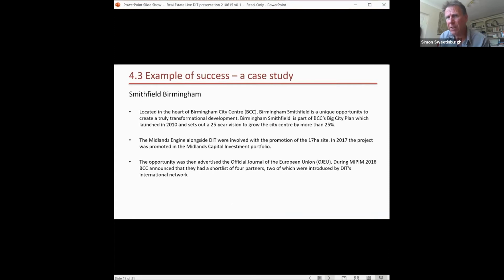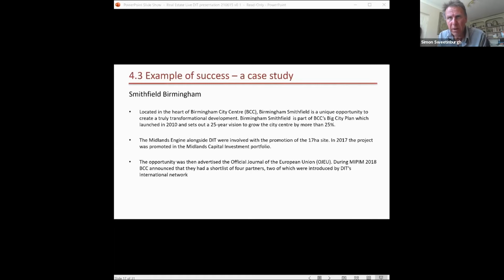So just to give a couple of examples before I hand back to Gus. It's quite a busy slide. I wouldn't expect you to read it all, but this is about the Smithfield project in Birmingham City Centre, one of the largest projects in the Midlands over the last few years. And we were instrumental in bringing forward 2 of the final 4 selected bidders for this project. So this was a typical local government project brought forward by the City Council, supported by the Midlands Engine and the local LEP.